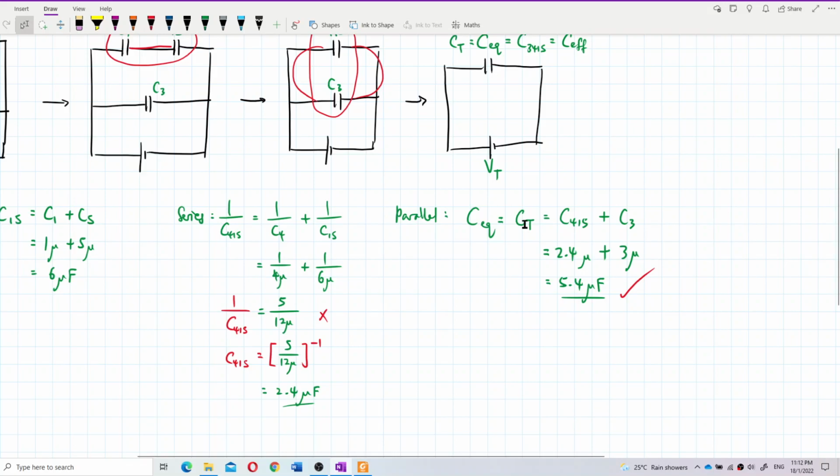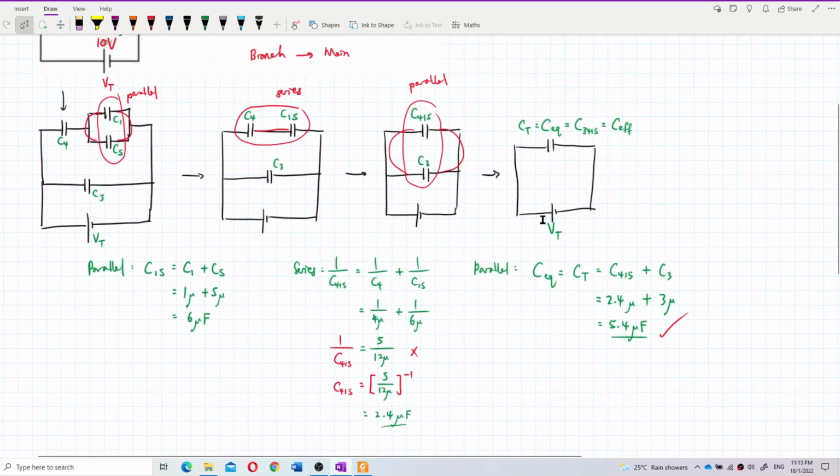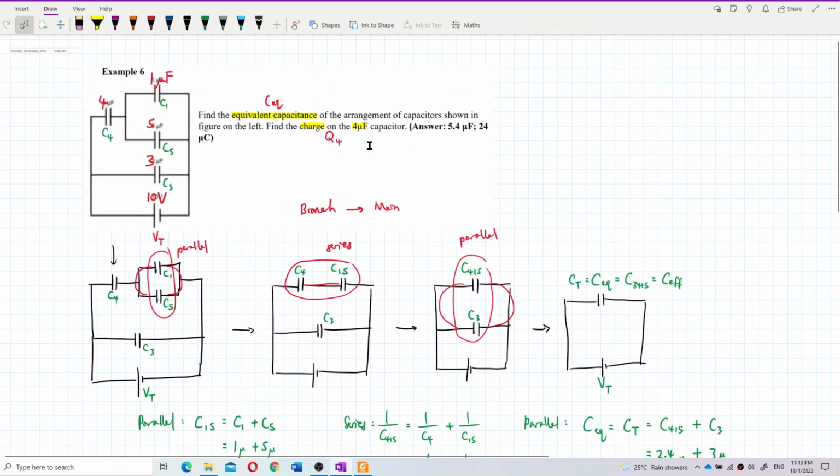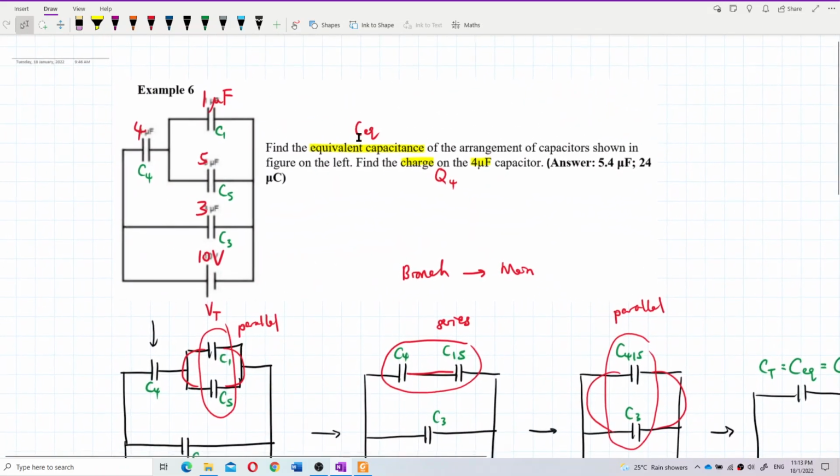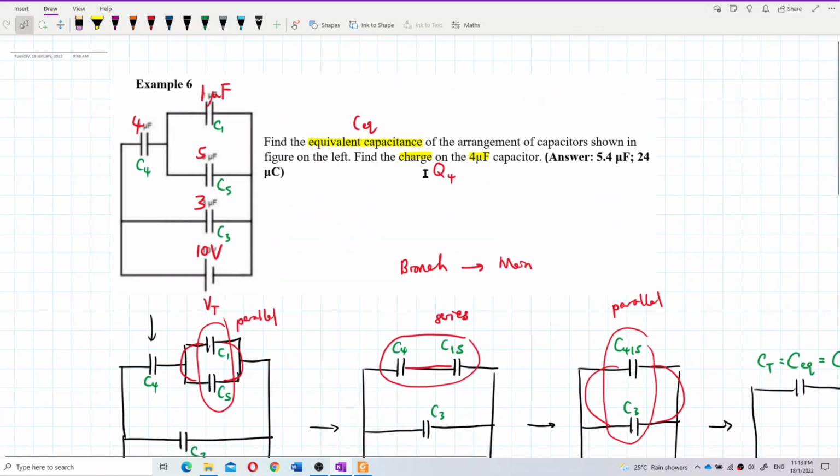So now I think the problem starts here: how to find the charge on only the 4 microfarad capacitor. Only this one. How to find the charge here.